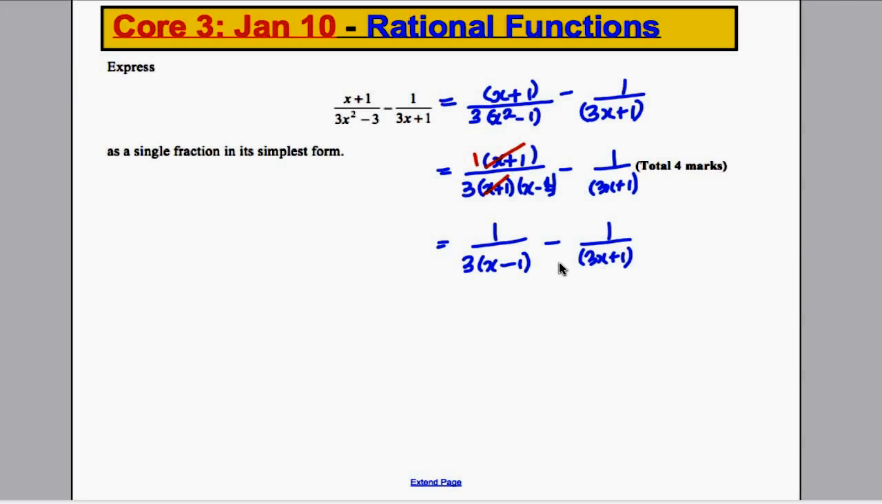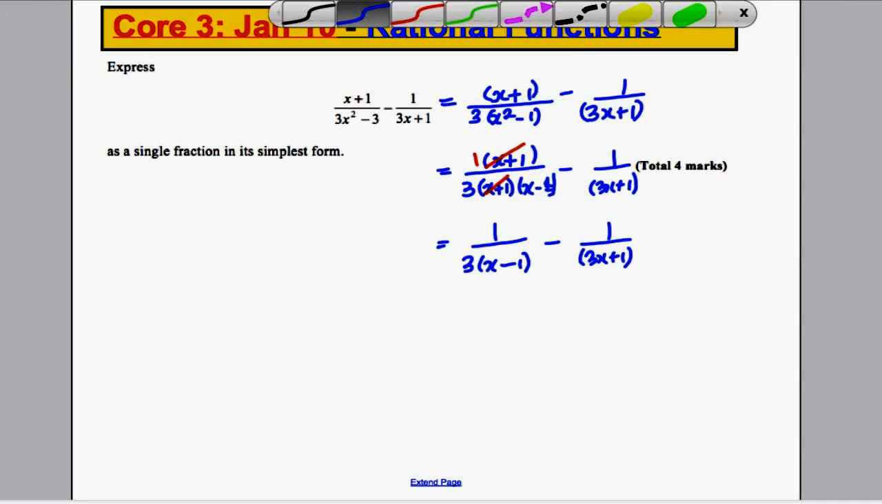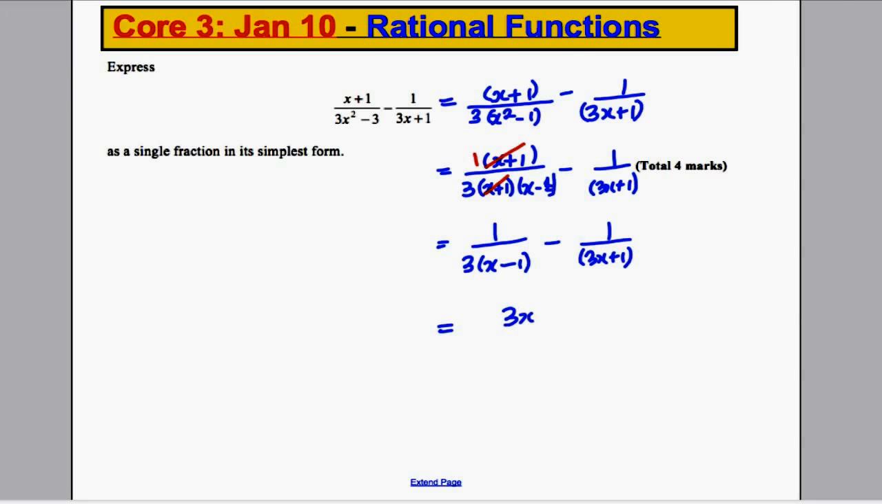Okay, now it's time to make them have the same denominators. I need to multiply the top and bottom of this fraction by 3x plus 1. So I would get 3x plus 1 over 3x subtract 1, 3x plus 1. And this one here, I need to multiply by 3x minus 1. So I get subtract 3x minus 1 over the 3x minus 1, 3x plus 1.